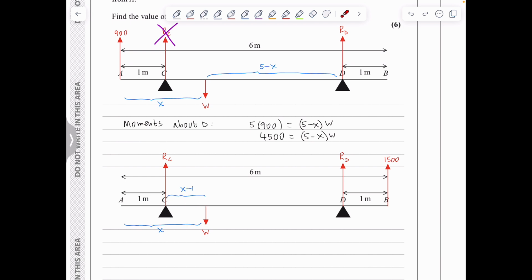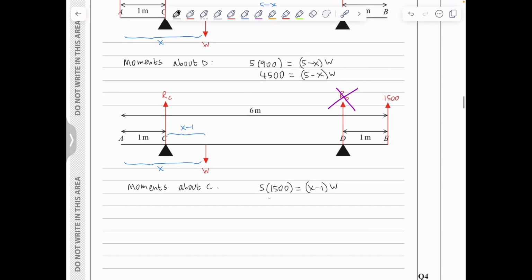Well, if we are about to tilt about C, this simply means that we have no reaction at D. So we can take moments about C, which means that the anti-clockwise moment is the 1500 newtons, which is acting at a distance of 5 meters. So we've got 5 times 1500 is equal to the clockwise moments, which is (X minus 1) times W. This leads to 7,500 being equal to (X minus 1) times the W.